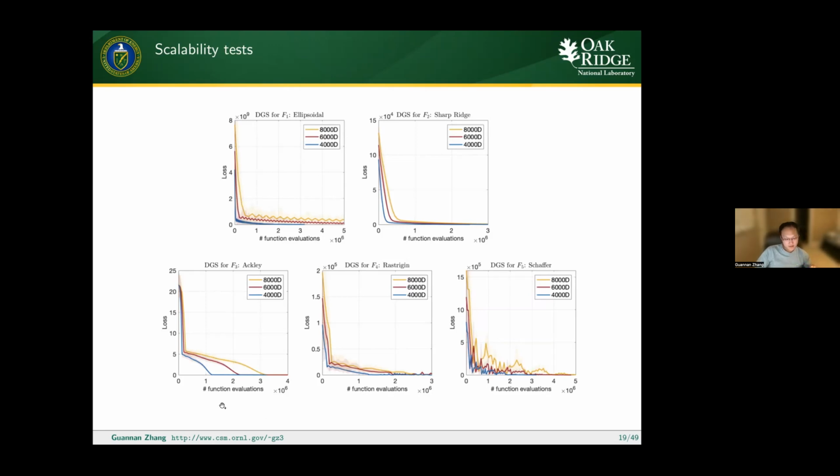And we can see here, even though it grows, for Ackley, Rastrigin, and Schaffer, we can all find the global minimizer still, even though the cost is higher. But for the other methods, in 2000D, they cannot even find it. There's no way they can find the global minimizer in higher dimensional space. So that really illustrates the advantage of our method.